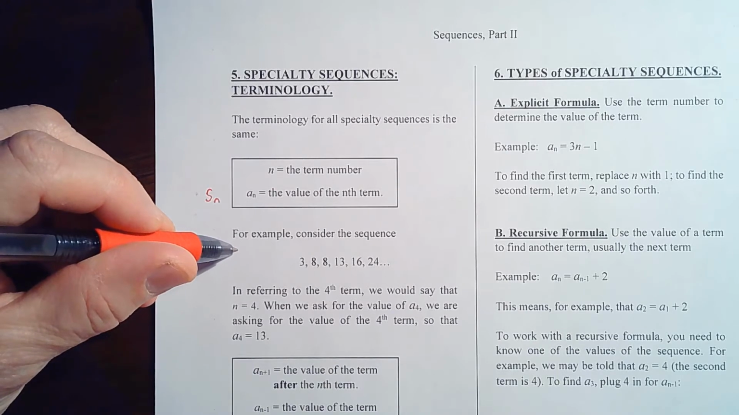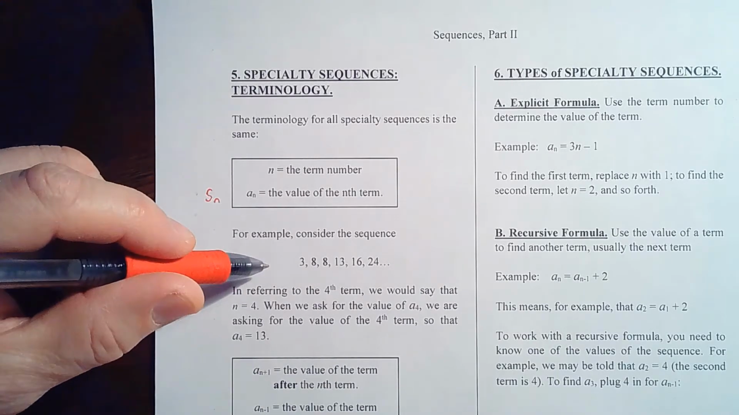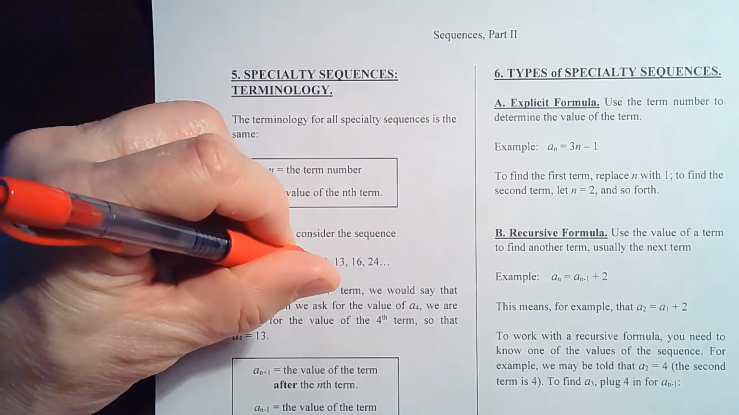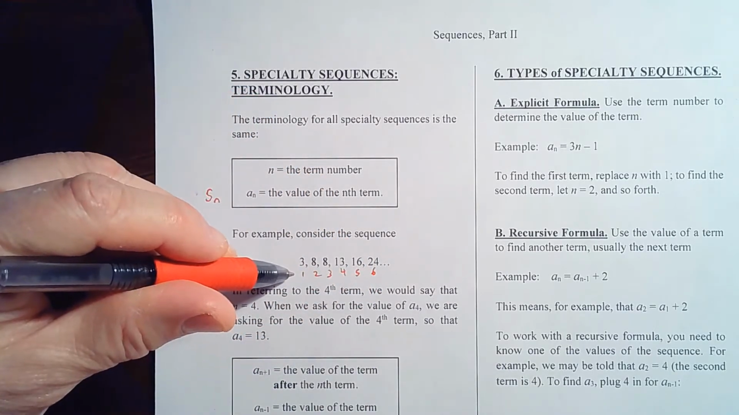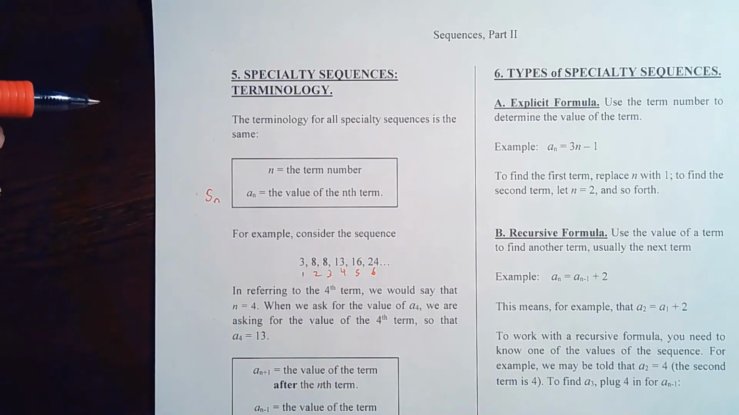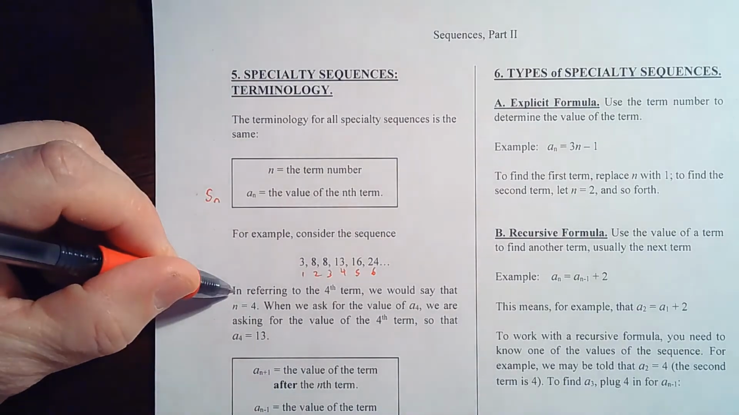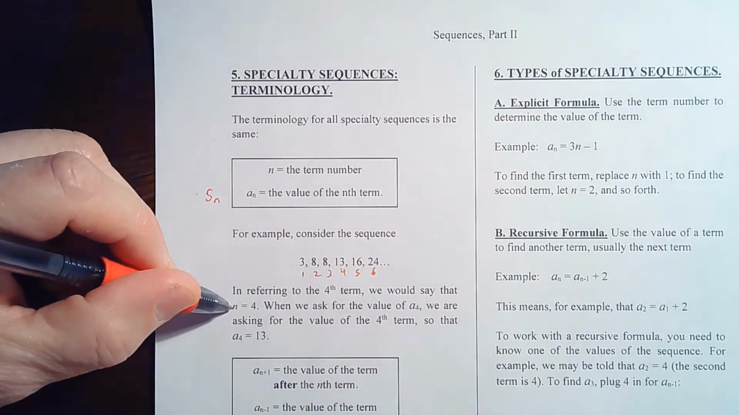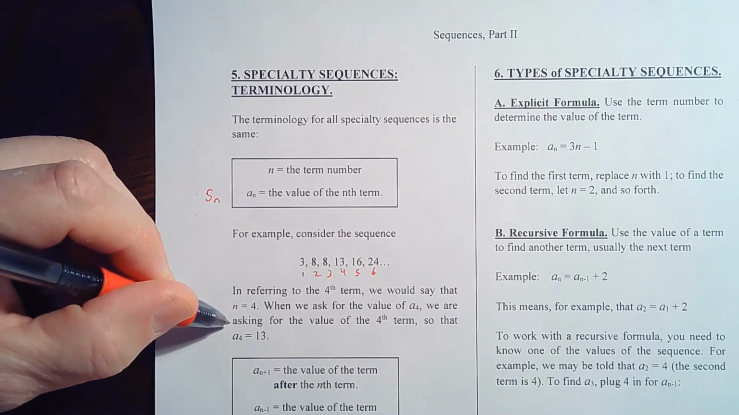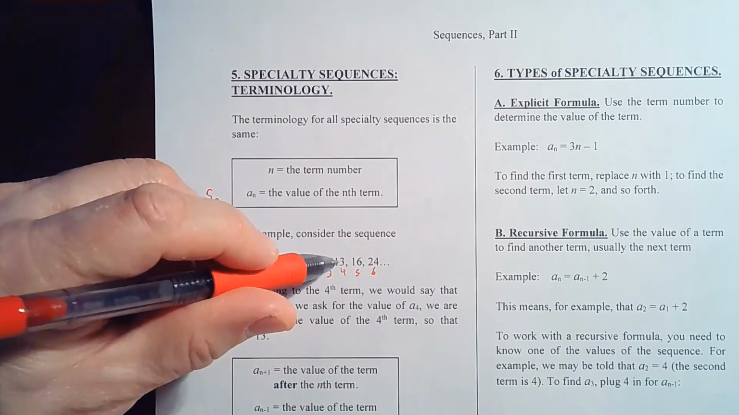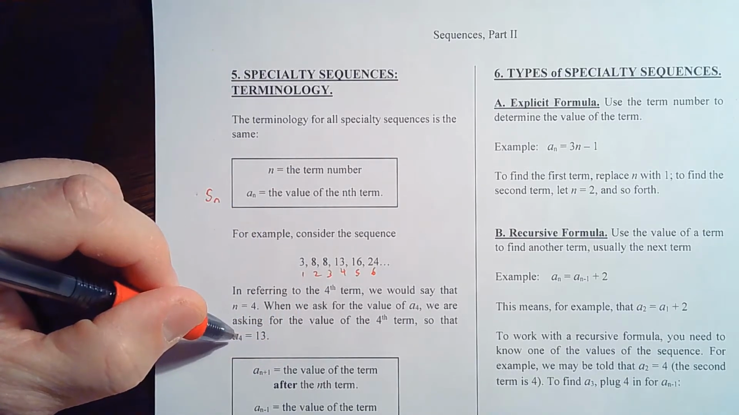So for example, consider the sequence, and then we have these numbers given here. So I'm going to put the term numbers underneath them like so. Like I said, I really like to put those term numbers under there. I think that's always a good idea. So if we're referring to the fourth term, we would say that n equals 4. And when we ask for the value of a sub 4, we're asking for the value of the fourth term. Well, that's 13, so a sub 4 is 13.